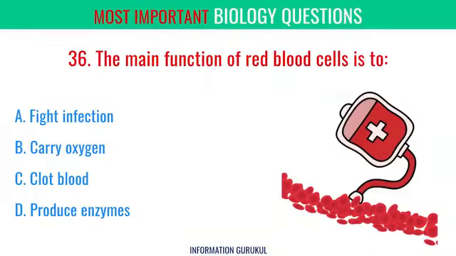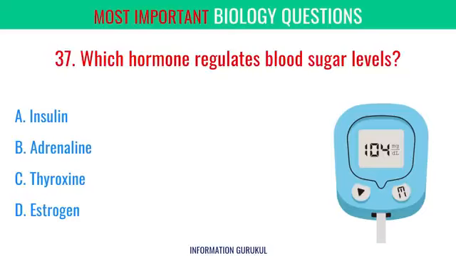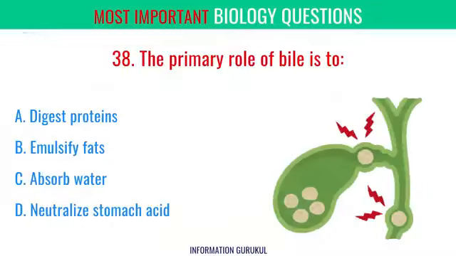The main function of red blood cells is to carry oxygen. Which hormone regulates blood sugar levels? Insulin. The primary role of bile is to emulsify fats.